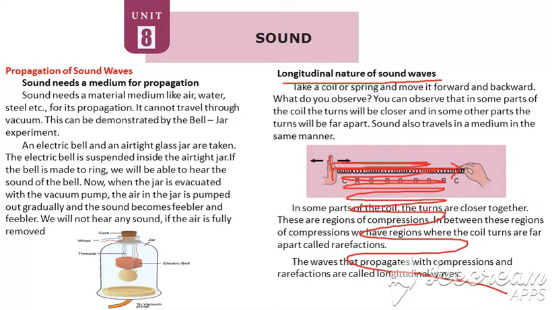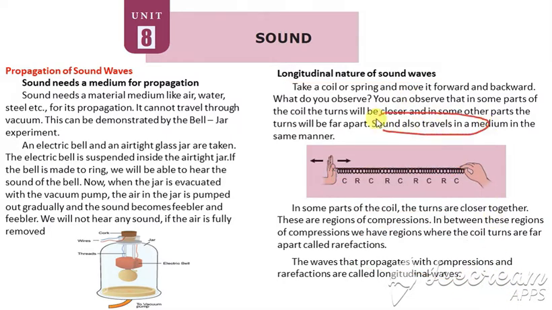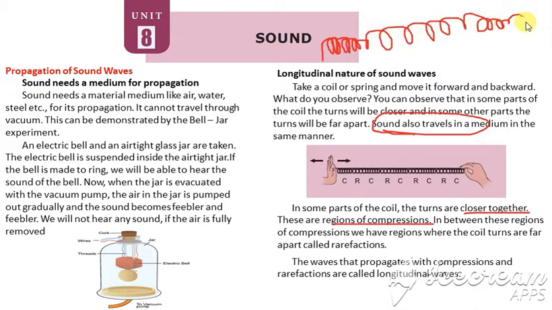Is it not so? That type of wave is observed here. The regions where the coils come close together are called compressions. In the spring, some regions are close together and some are apart, then again they come nearer, then apart. Wherever they are nearer, that is called compression. Where they are far apart, that is called rarefaction.